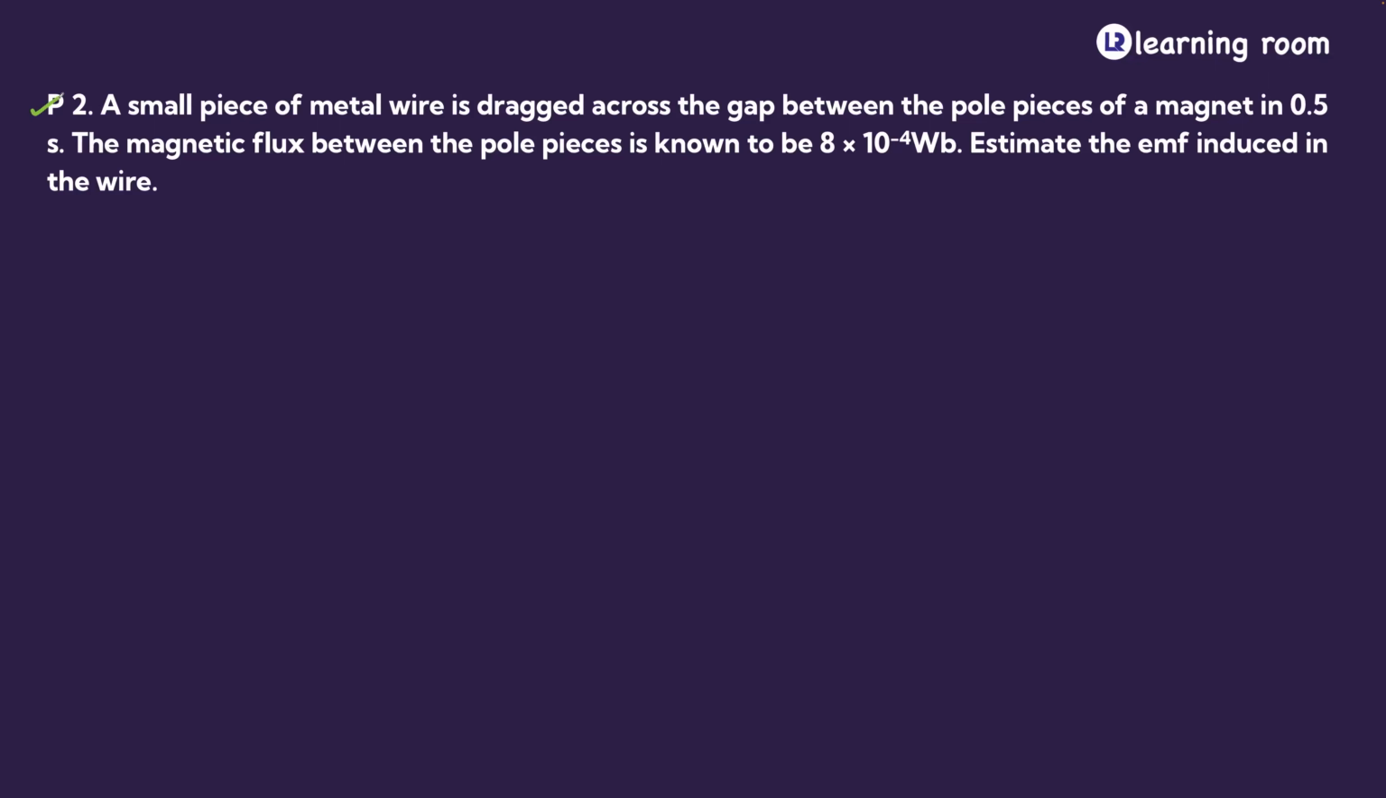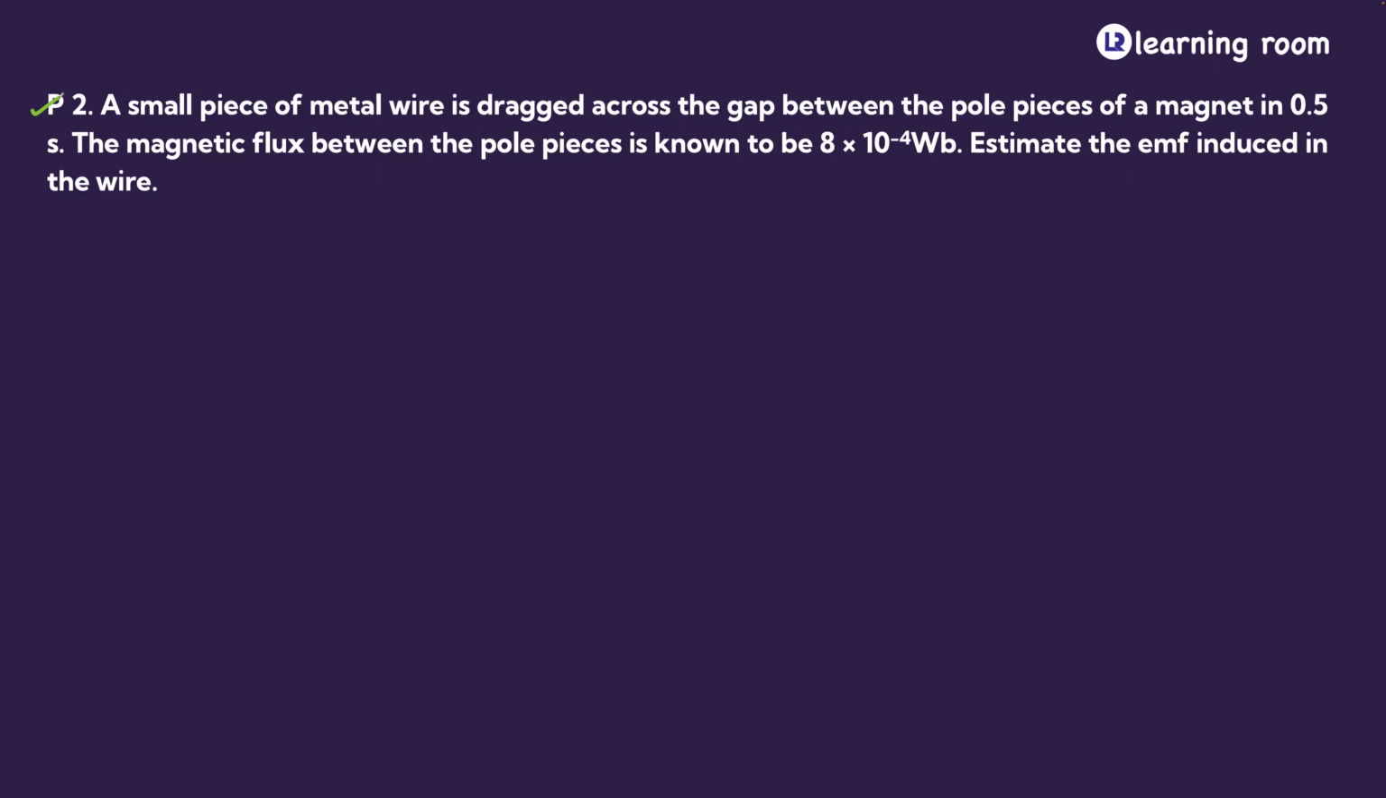Problem number 2 is, a small piece of metal wire is dragged across the gap between the pole pieces of a magnet in 0.5 seconds. There are 2 poles, right? Between these 2 poles, there is a gap. In this gap, there is a coil that is moved in how much time?